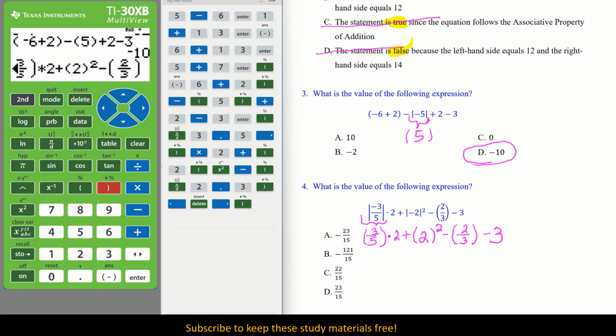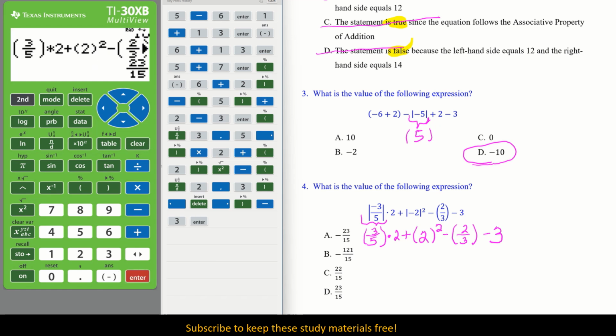It's not the end of the world when you type something wrong. You can usually fix it. And then -3. Okay, now let's push enter and see what happens. And that is a positive 23/15, option D. Okay, great. All right, let's go to number 5.